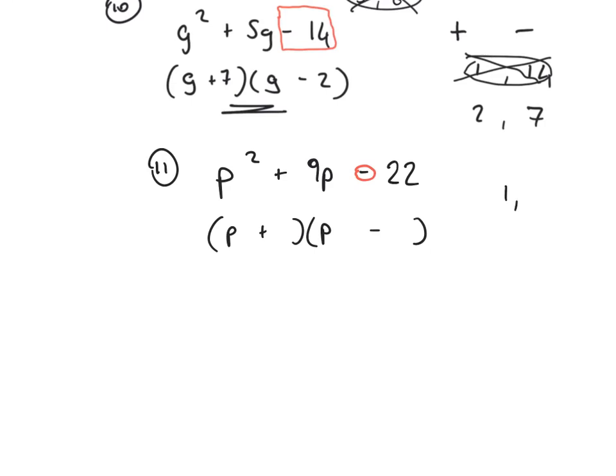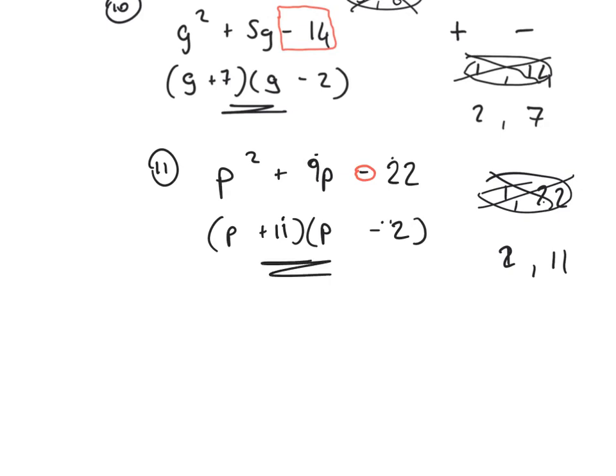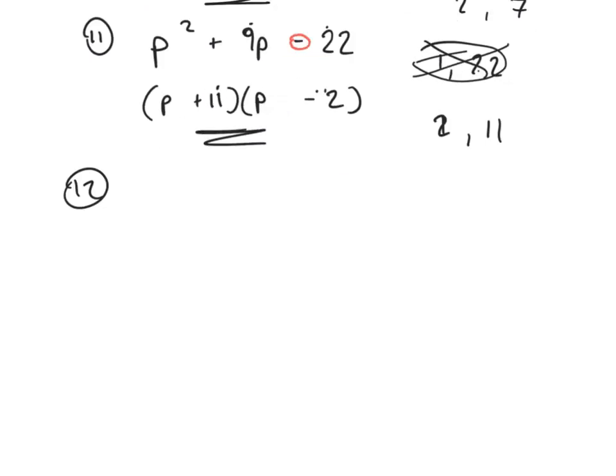Okay, so combinations for 22 could be 1 and 22 or 2 and 11. No matter where I put a plus or a minus, I can't organise 1 and 22 to get 9, but I can work with 2 and 11. Be careful: p plus 11, p minus 2. 11 times minus 2 is minus 22, and 11 take away 2 is 9. Okay, example 12. Let's try another.